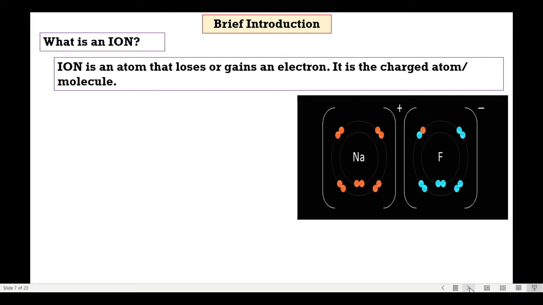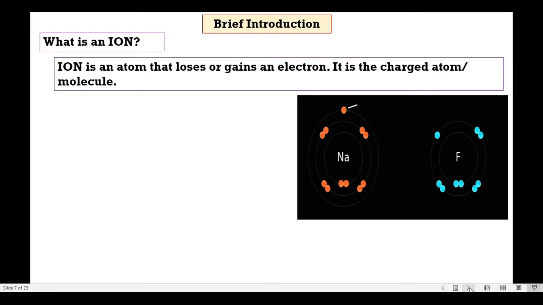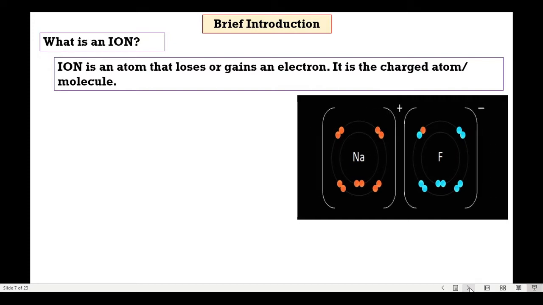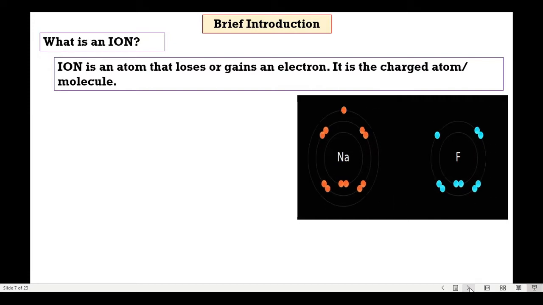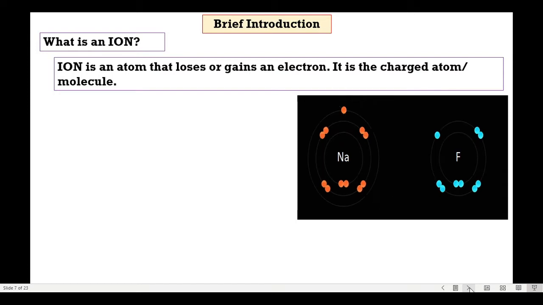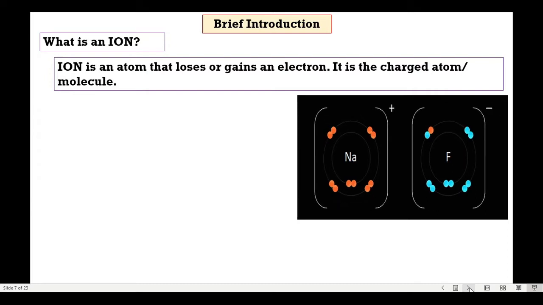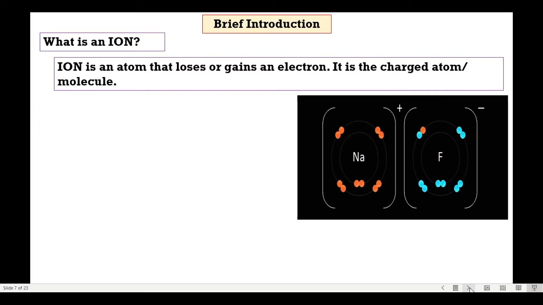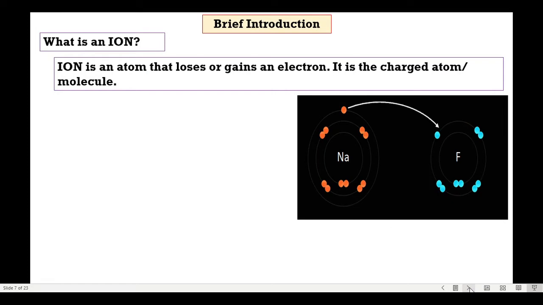Okay? So, pag nag-lose ka, ibig sabihin meron ka, capable ka na magbigay, kaya ikaw yung mawawalan. And then, yung atom naman, or ion na nagigain, siya naman yung electron na kung saan may kakulangan ka, deficient ka, kaya ikaw yung tatanggap ng electron. Okay? Ion is also a charged atom or molecule.